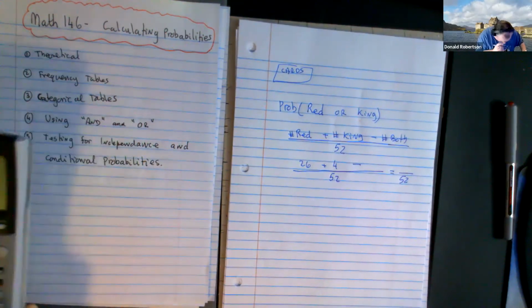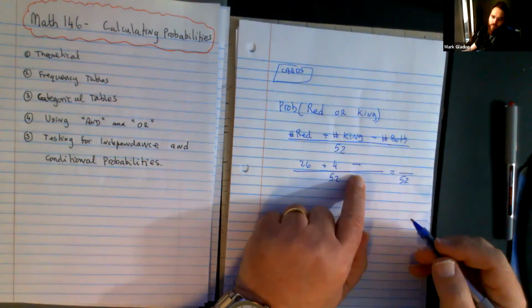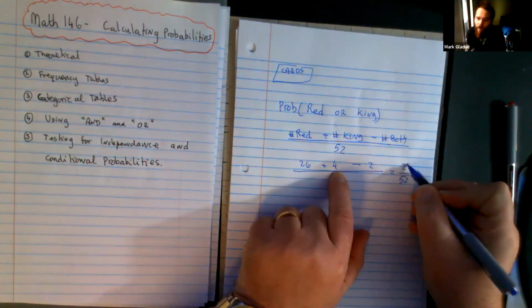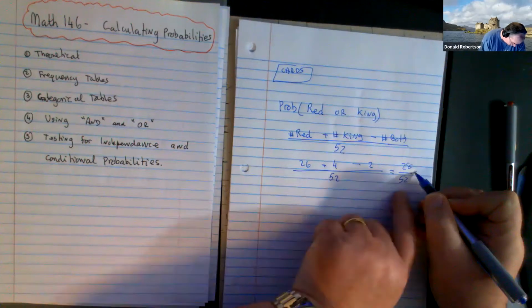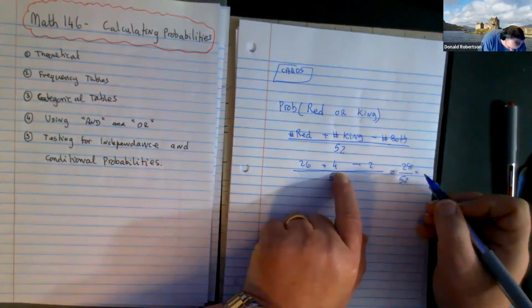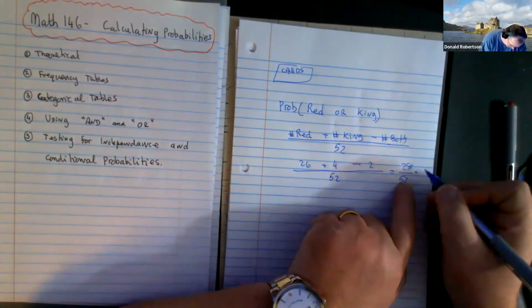How many red kings? 2. 2, yeah. So 28, interesting number, check it. 28, divide top and bottom by 4, 7/13.